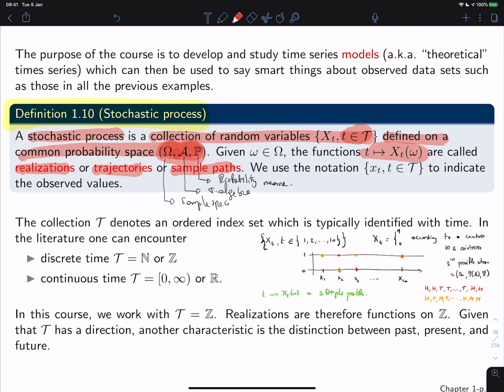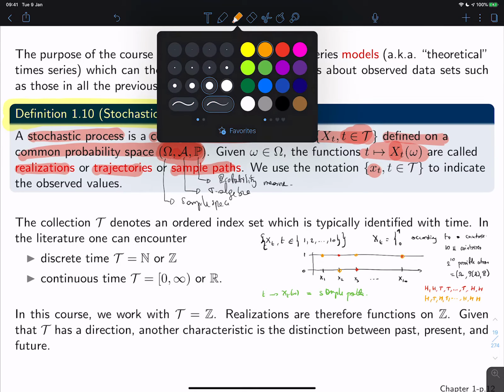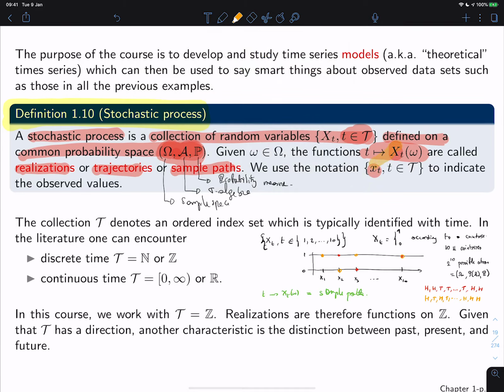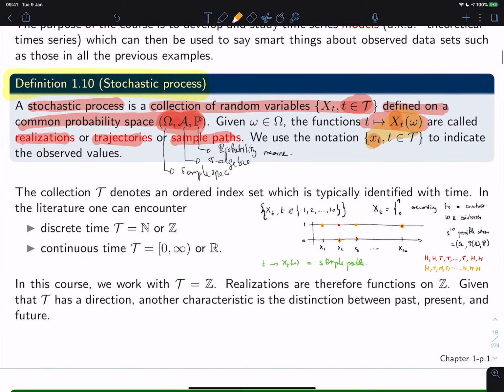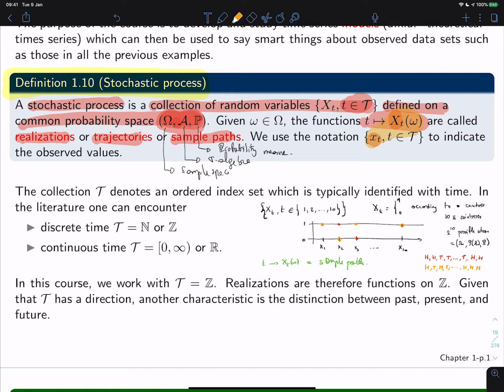Typically, I will use a notation capital X to denote the random variables, and then little x to denote the observed values. So X_t of omega in my notation is denoted little x_t. The collection T over which my random variables are indexed is an index set, and we typically identify this with time, although it's not always necessary.